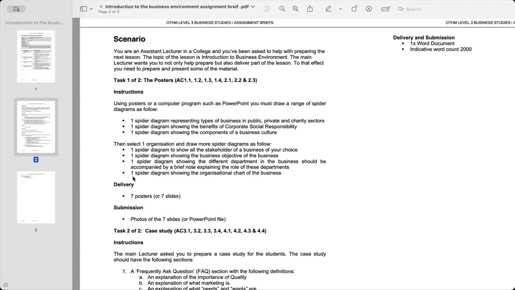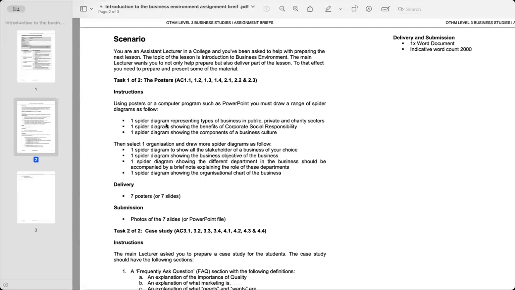So, the last point of this task is an organizational chart of the business. Draw an organizational chart using a spider diagram, outlining the hierarchy within the organization. For example, a CEO at the top, divisions and departments below, marketing manager, HR manager. Also ensure that the hierarchy is clearly shown, with explanation of the roles and responsibilities. So this was your first task.